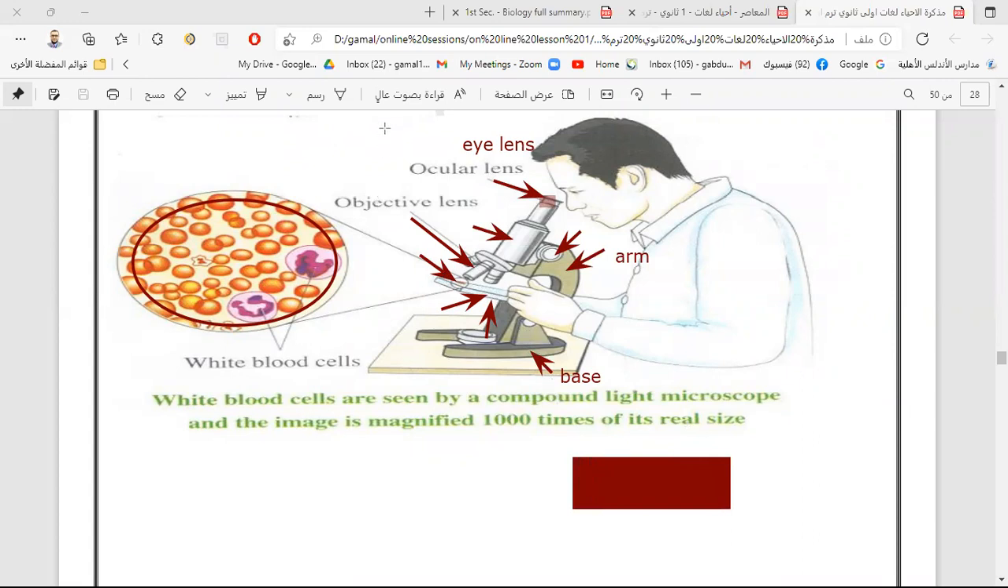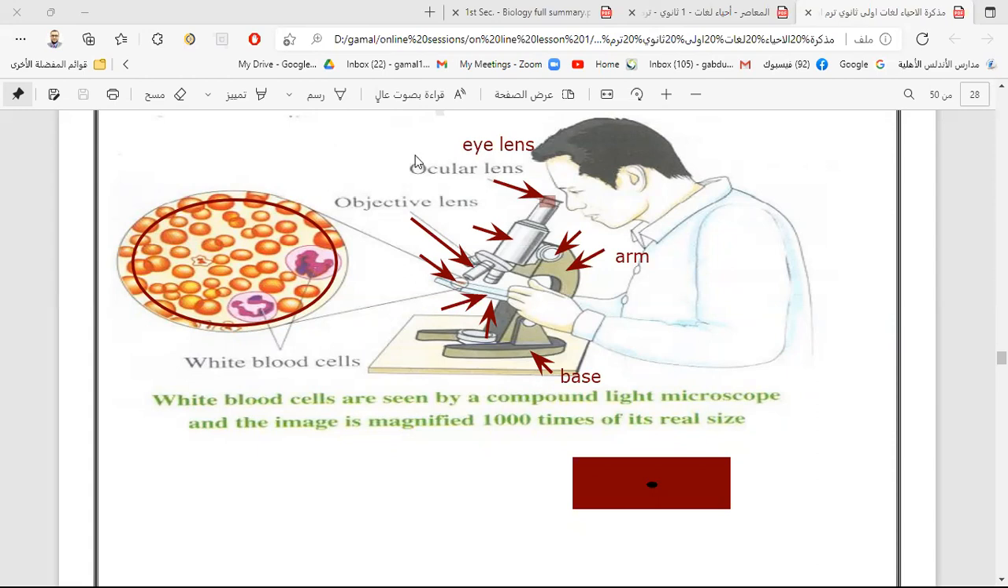You can put on it anything that you will study here. You can put on it the microorganism, or the drop of water, or the drop of blood, or the tissue that you will study. So this is called a slide, a microscope slide.